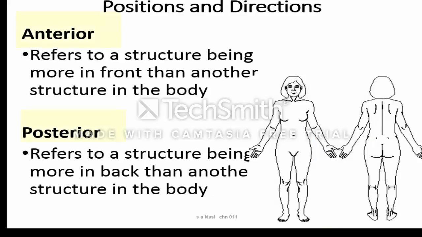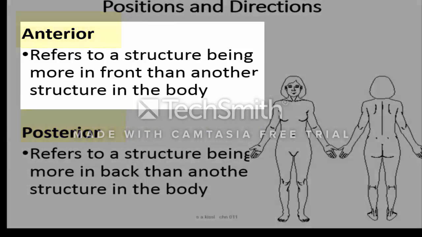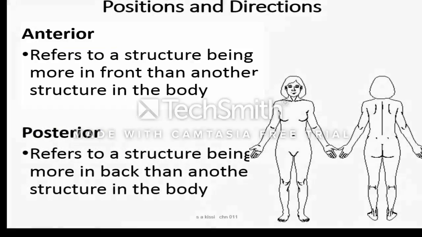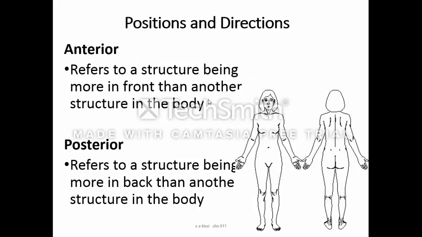Now, anterior and posterior. Anterior refers to structures that are more to the front than another structure in the body. So we can give an example, structures that are nearer to the front. The sternum, that is the breastbone, is anterior to the heart. Can you think of other examples, structures that are closer to the front than other structures?